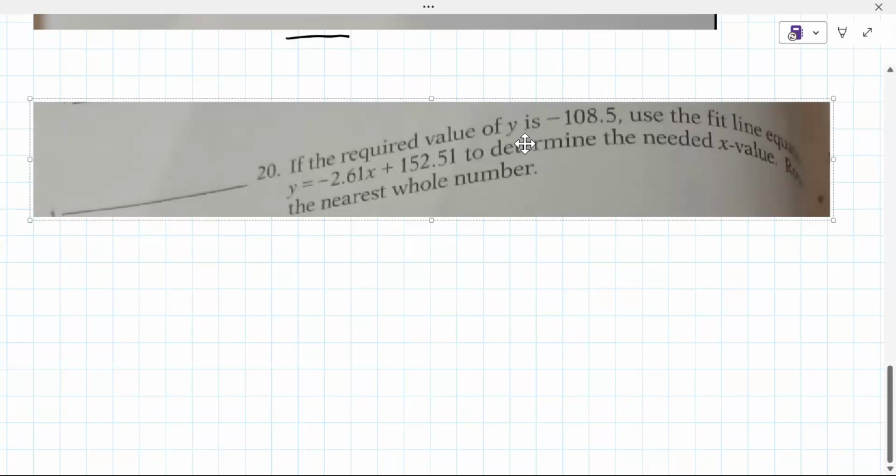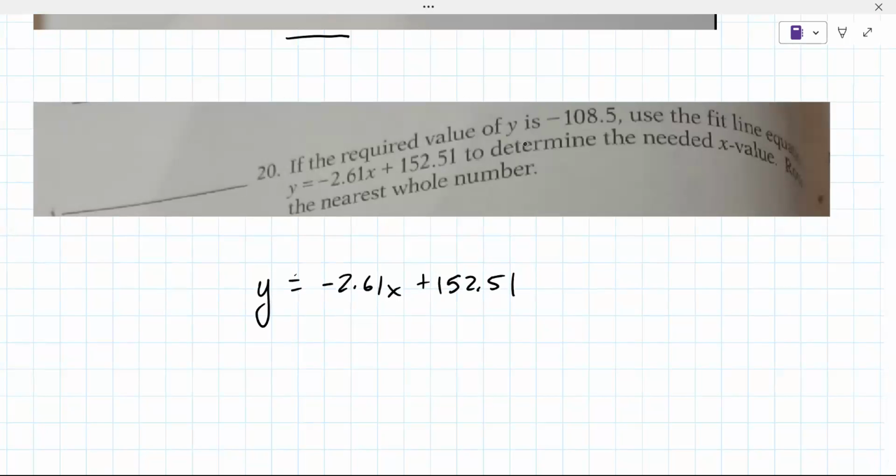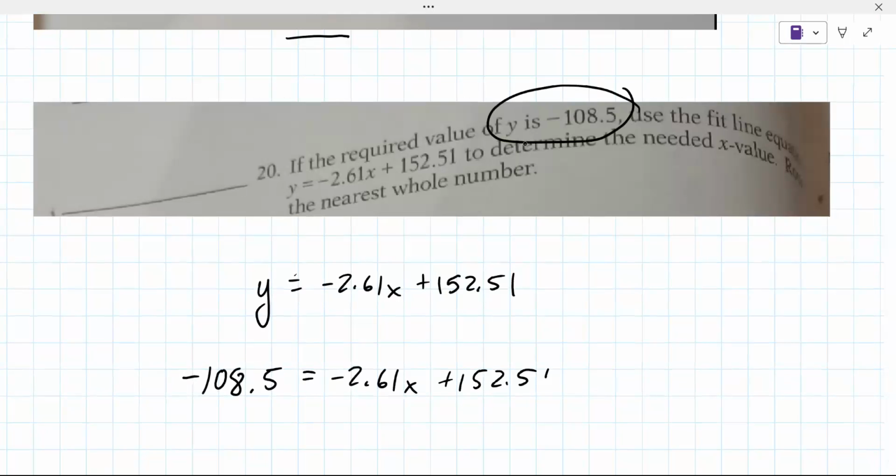Our word is round to the nearest number. So yes, they're giving you an equation. This is important. They're saying y equals minus 2.61x plus 152.51, and they're giving you the y value. They're saying y is minus 108.5. And so when you put this value in for y, there's only one variable in the equation, which means you can solve for it without issue. We just have to solve for x.